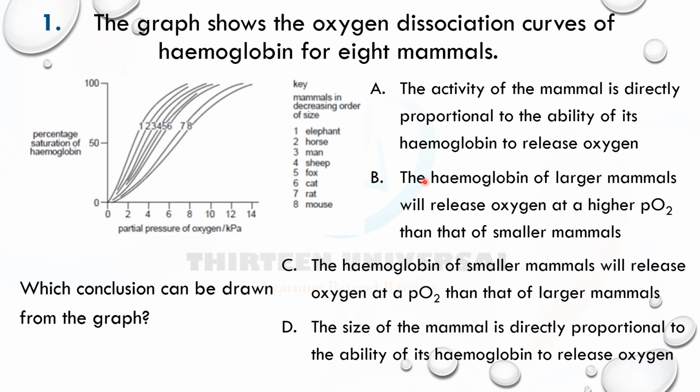So this one is contradicted. The hemoglobin of larger mammals will not release oxygen readily, because the lower the percentage saturation of hemoglobin, the more readily they release it. Okay, so let's go to the next option.